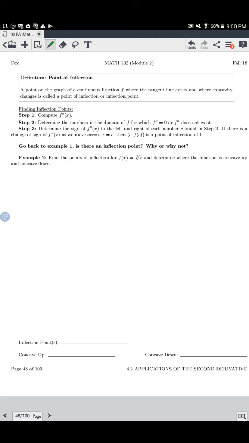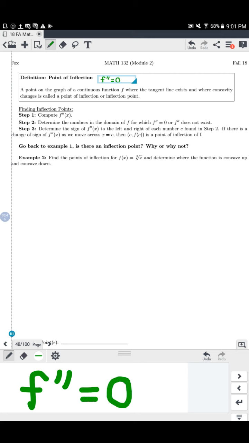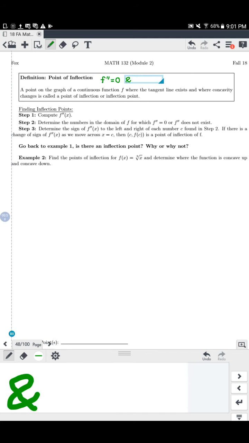And a point on the graph that is continuous and has a tangent line exist and concavity changes is called a point of inflection or inflection point. So really the two things that we're checking out of this fancy definition. An inflection point, first and foremost, makes the second derivative 0 and has concavity change. So we can make the second derivative 0 or really undefined, like we talked about before.